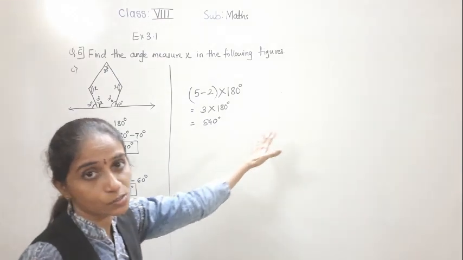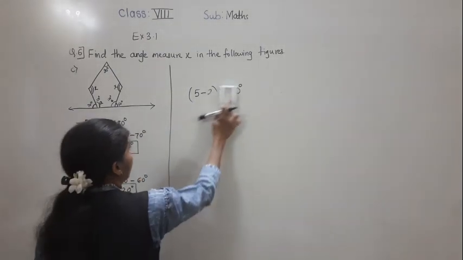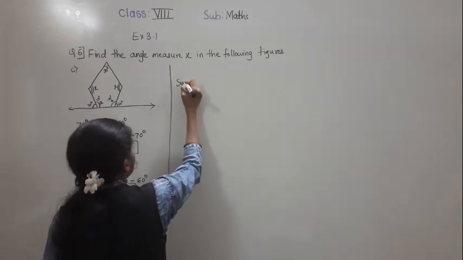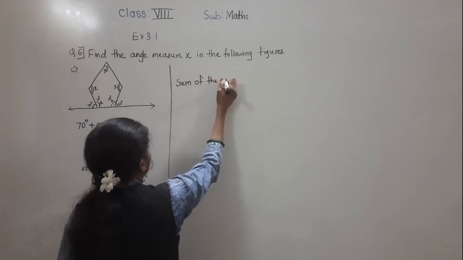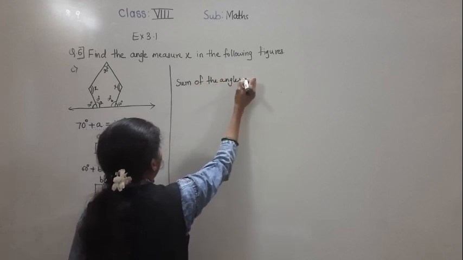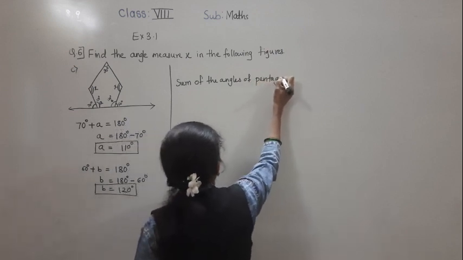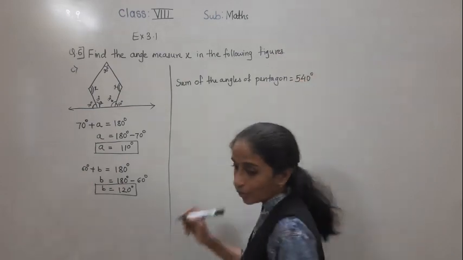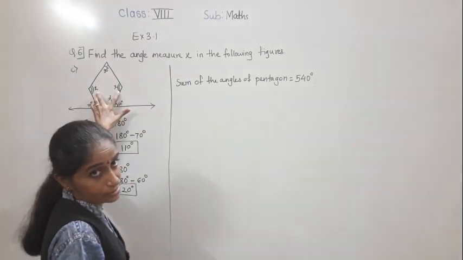Sum of the angles of a pentagon is 540 degrees. So I am writing here: sum of the angles of a pentagon is equal to 540 degree. Okay. Now what do we have to find? We have to find the angle x.